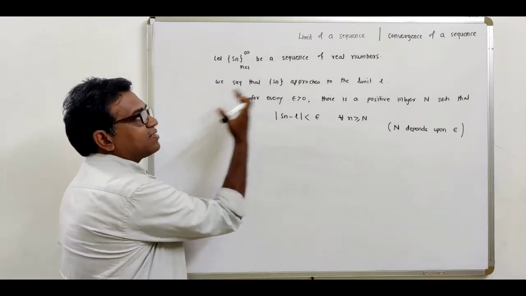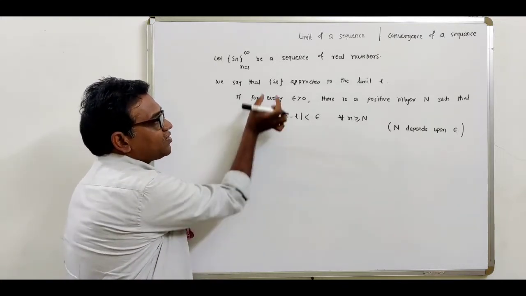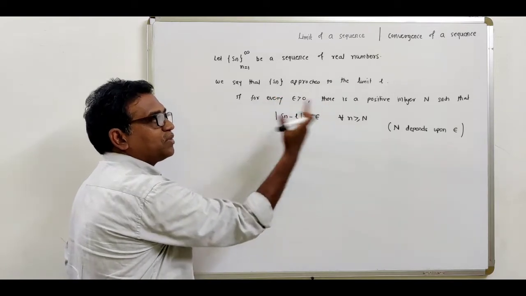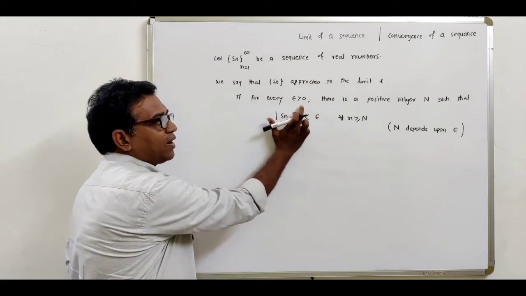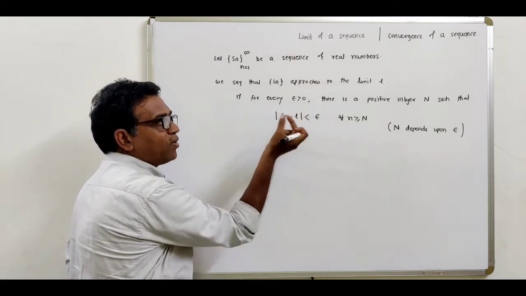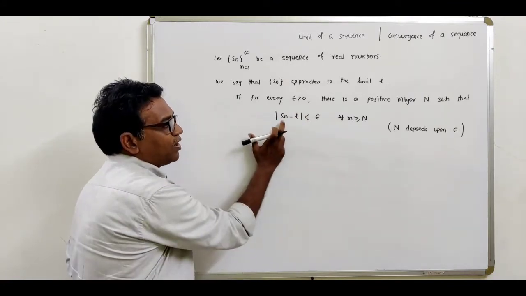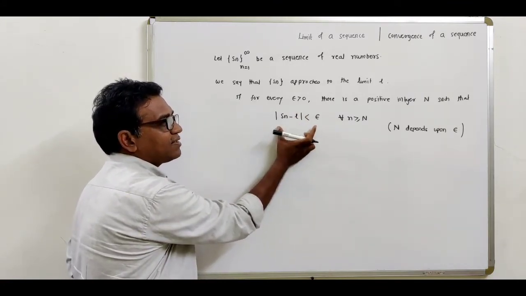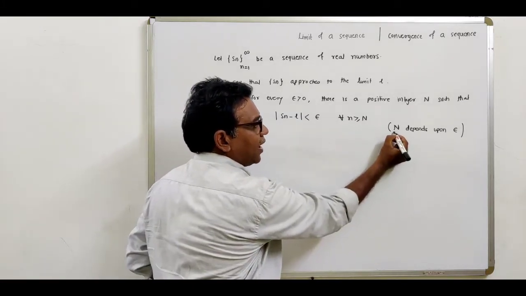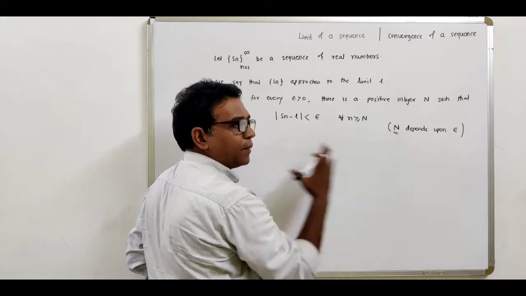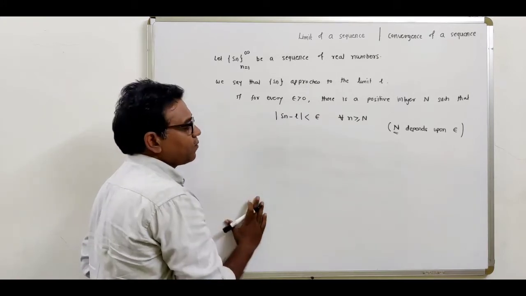Suppose you take Sn as a sequence of real numbers. Then this sequence Sn approaches to the limit L means that for every epsilon greater than 0, there exists a positive integer N such that modulus of Sn minus L is less than epsilon for all n greater than or equal to N, where this N depends upon epsilon. See, what is the definition of convergence of the sequence?